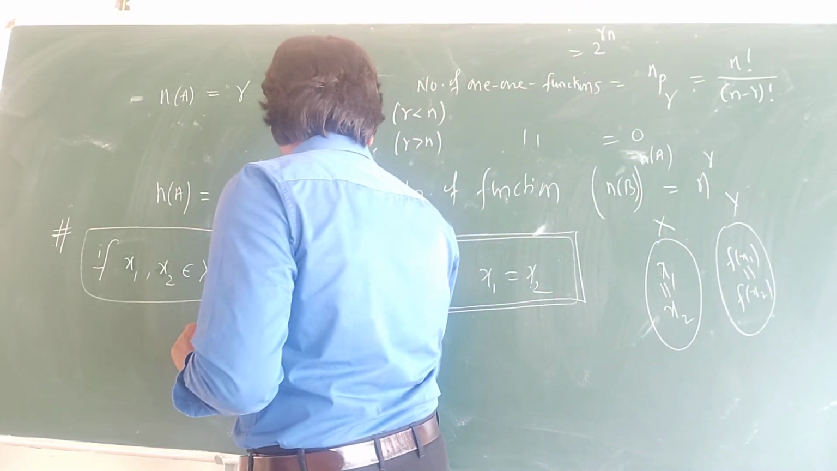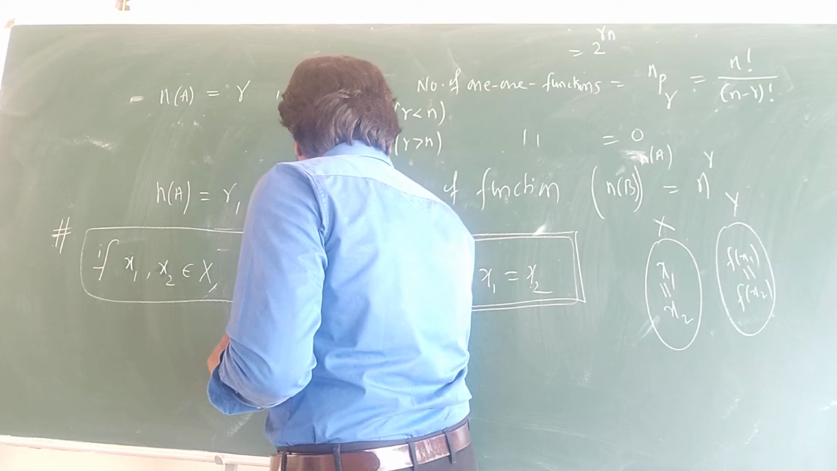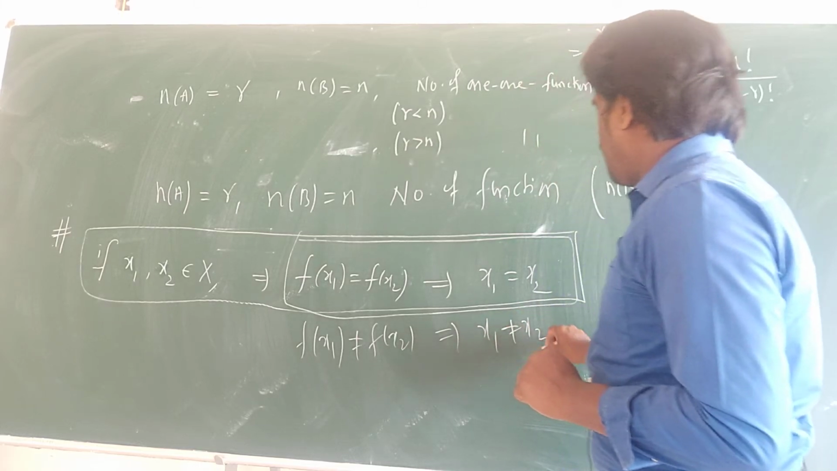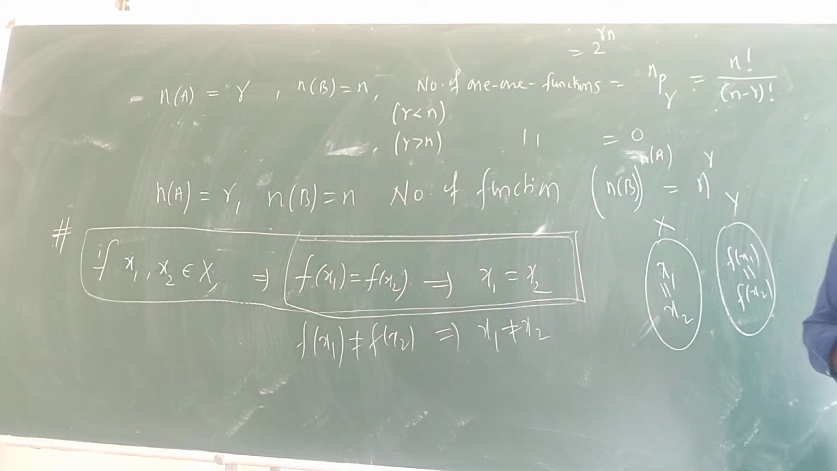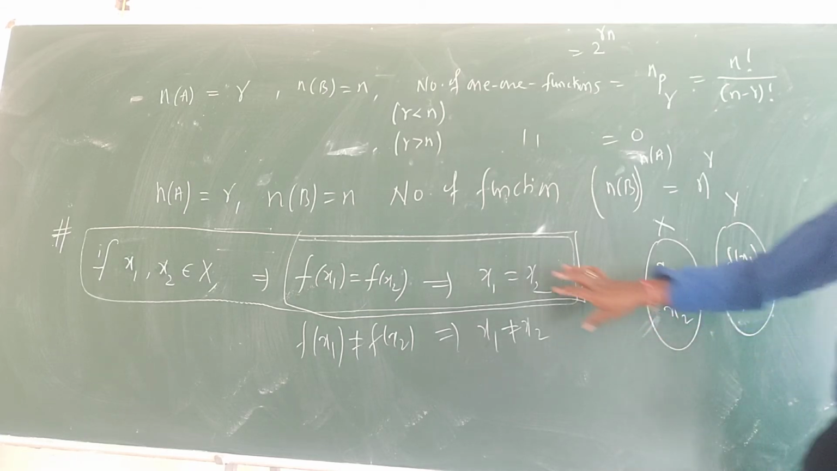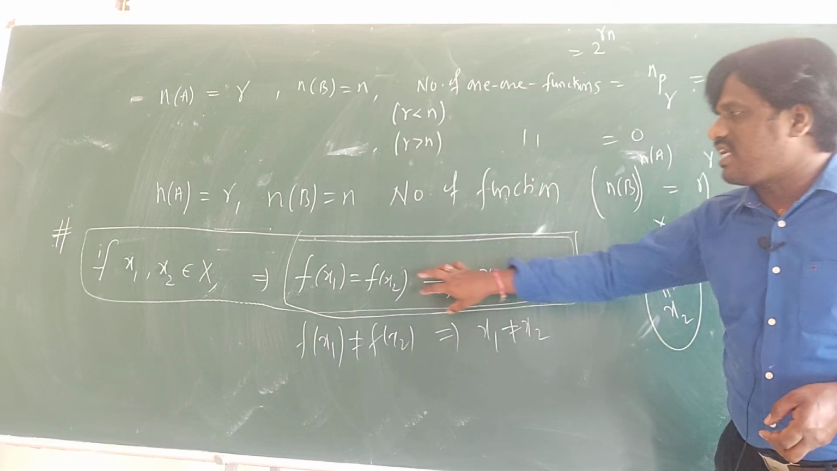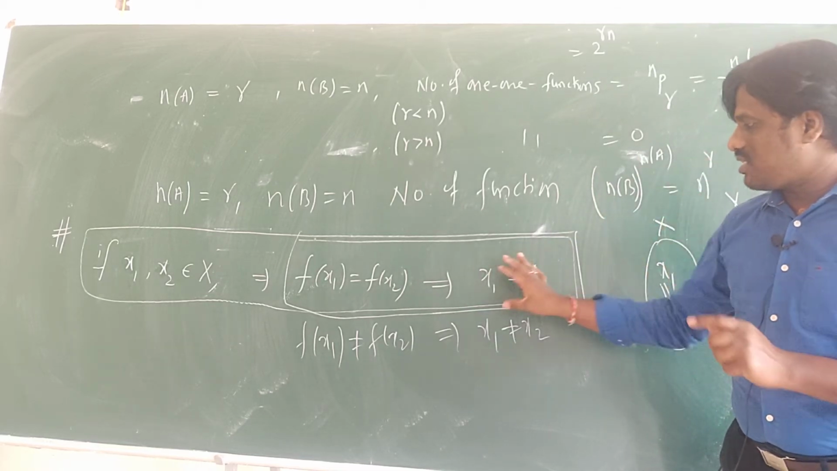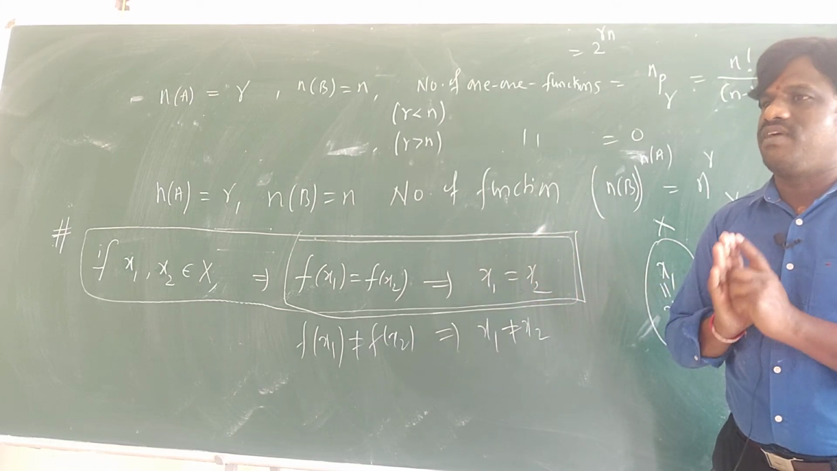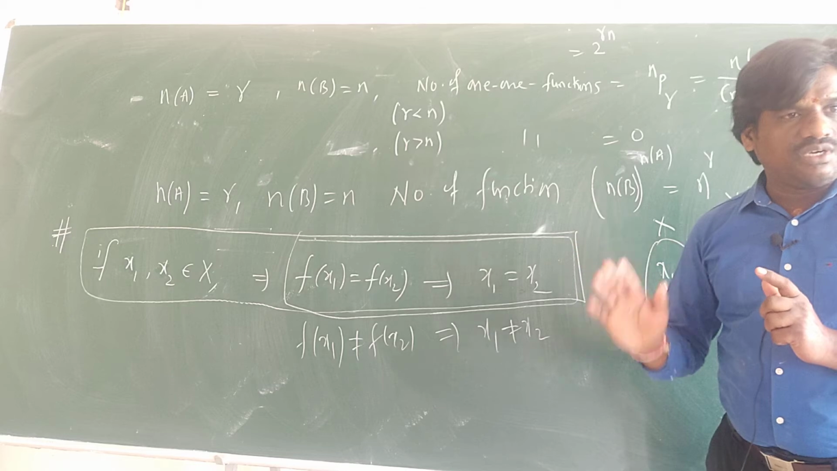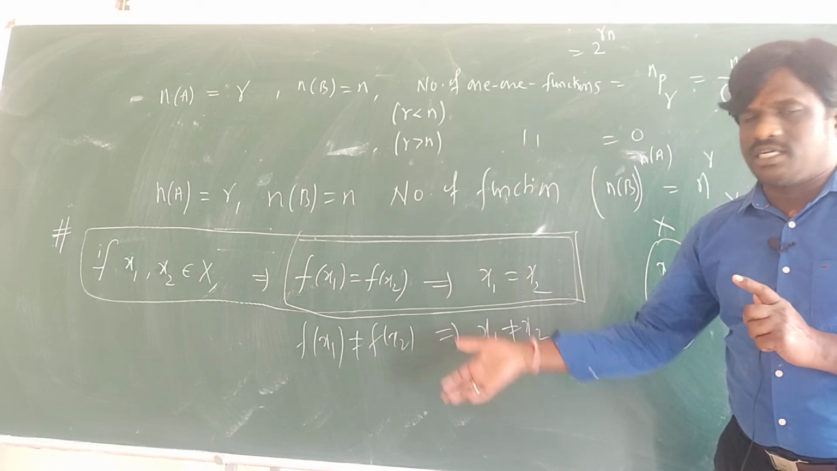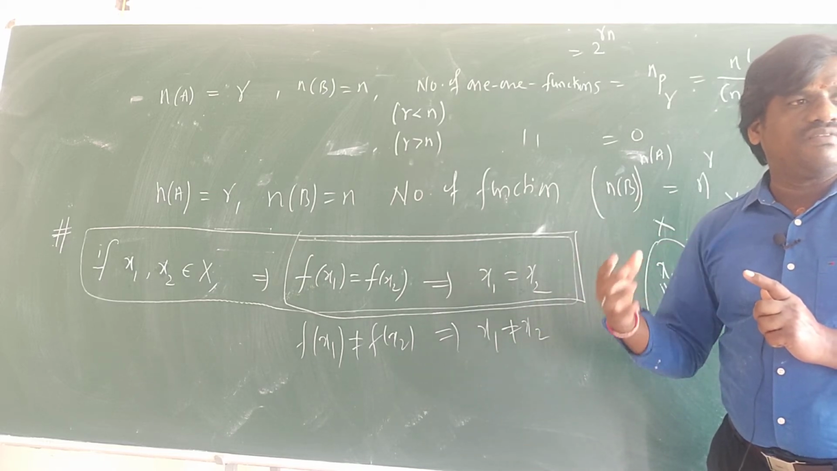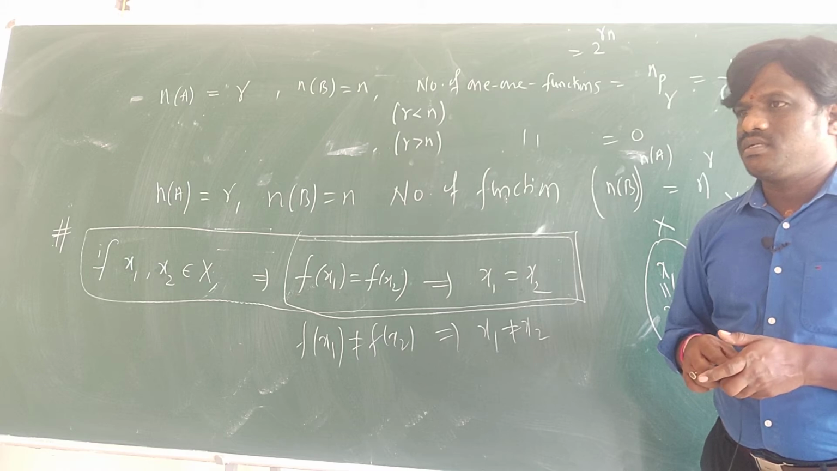If I say f of x1 is not equal to f of x2, this implies x1 is not equal to x2. Any one you can use. To prove a one-one function, we take this criteria. We take f of x1 equal to f of x2, and we get a conclusion that x1 is equal to x2, then we can say f is one-one. If f of x1 is not equal to f of x2, after few steps we come to a conclusion that x1 is not equal to x2, then it is a one-one function. Is it clear? Did you understand?